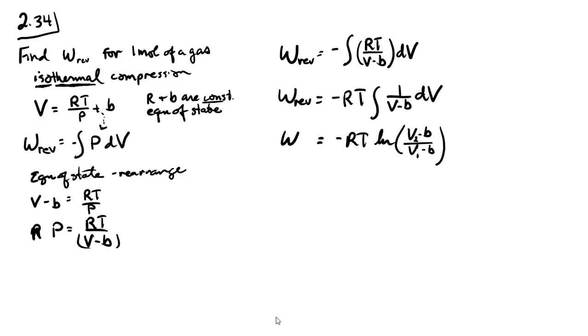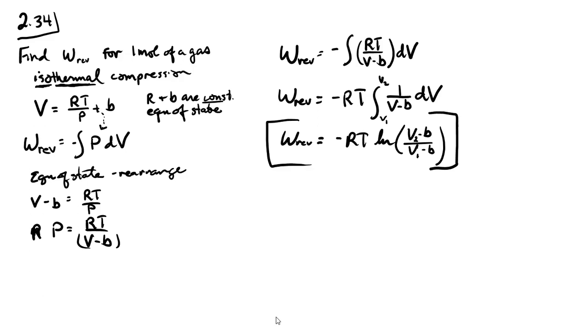And so we'll just say V1 to V2 here. Give it some, make it a definite integral. All right, so that is the answer to that. Did we do it correctly?